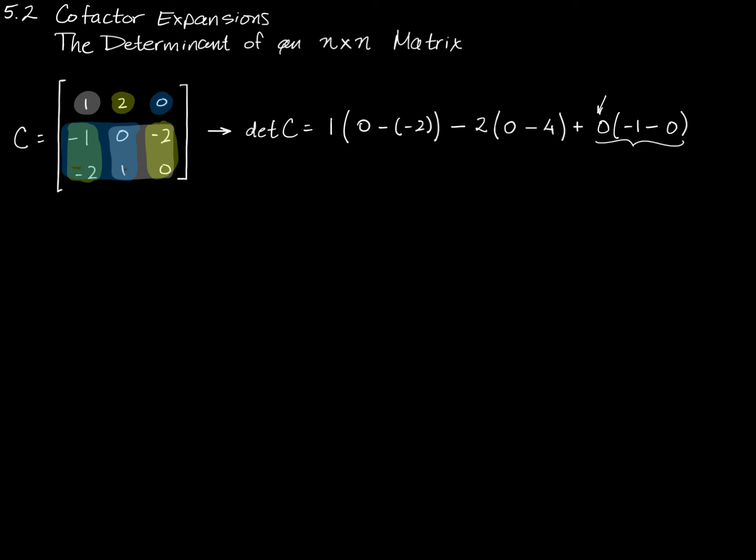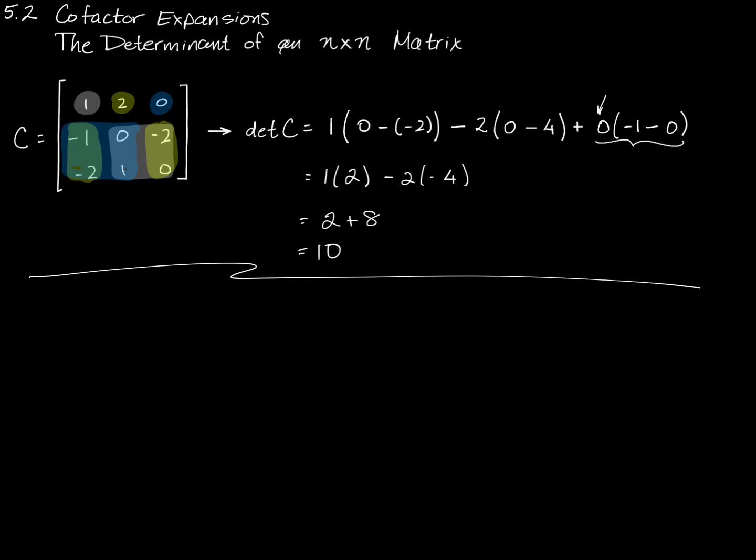We know how to find a determinant of a 3 by 3 matrix already, but I'm doing this to make a point. So if you'll bear with me while I work this one through, then after I'm done, I'm going to show you something that's really quite useful. All right, doing this computation, I get 1 times 2 minus 2 times negative 4 plus 0. That's going to give me 2 plus 8 or 10. So the determinant of that matrix is 10.